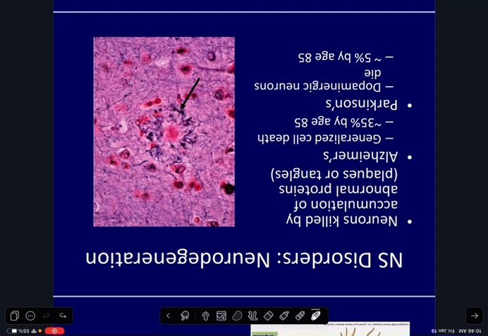Dopaminergic neurons, aside from being part of the reward pathway, are also part of the motor cortex and the motor pathways. And so that's often why people who develop Parkinson's often start with a tremor, because the dopaminergic neurons that are supposed to regulate your muscle activity die out.